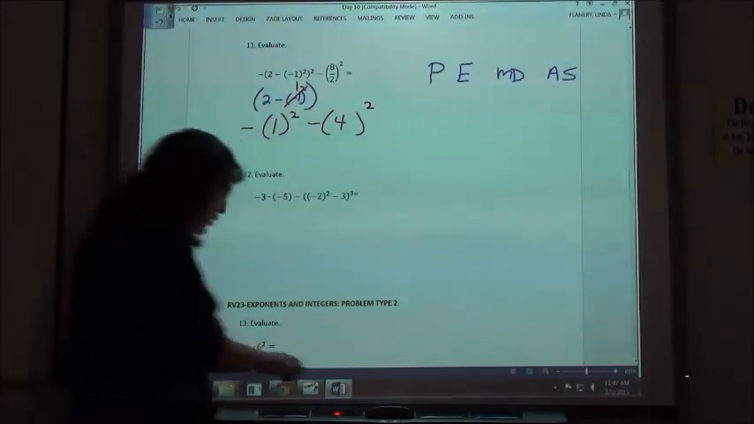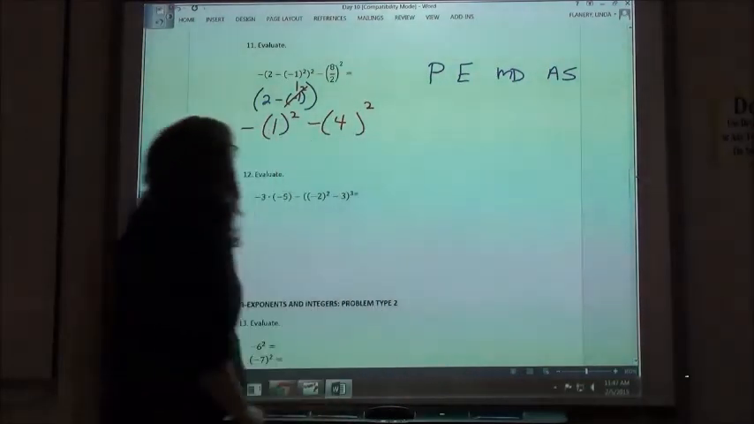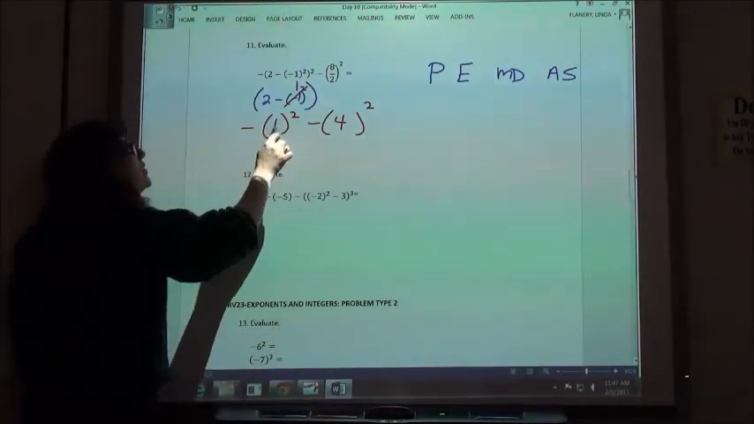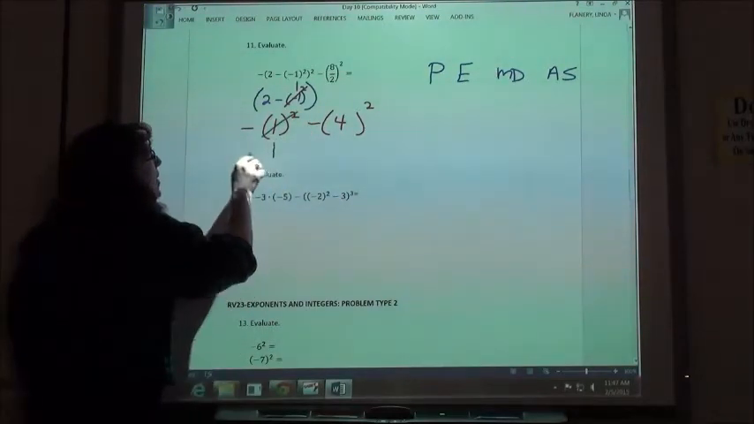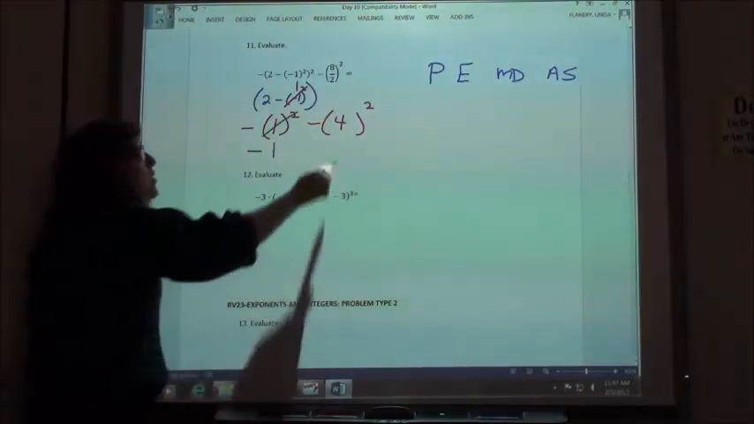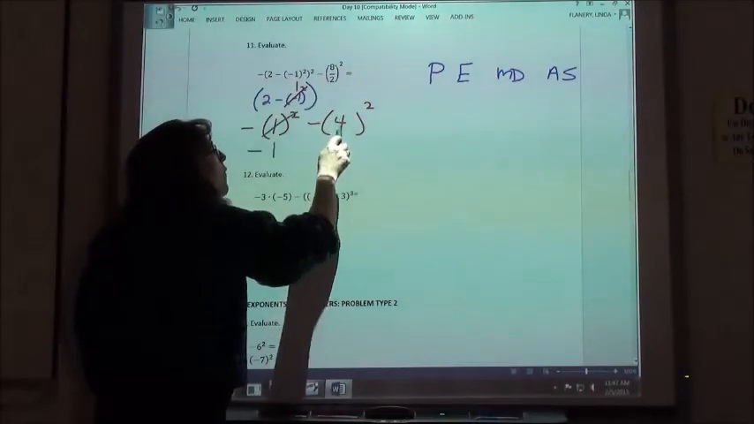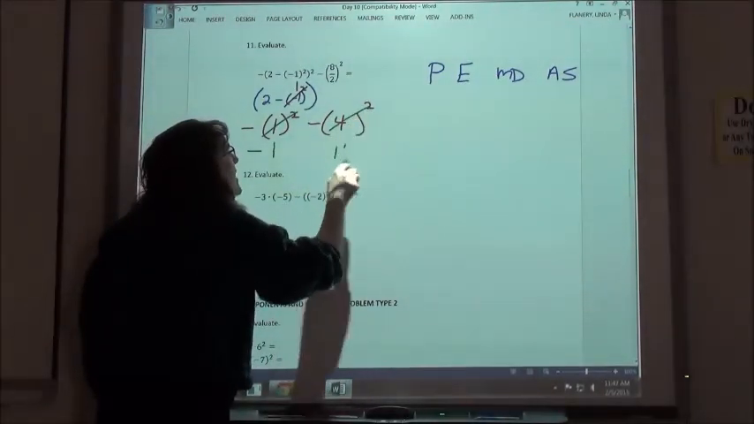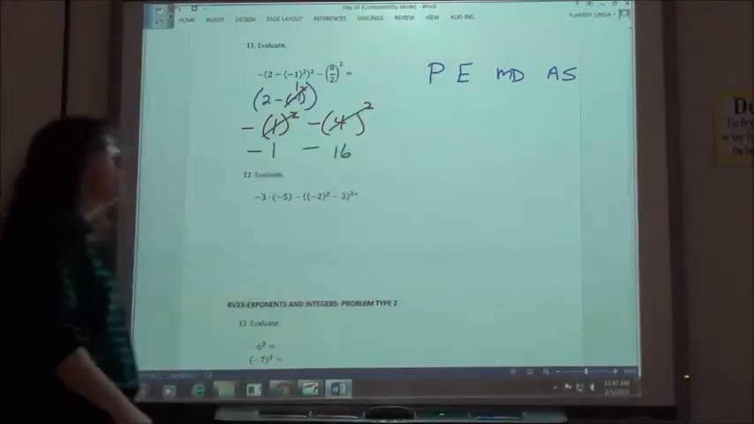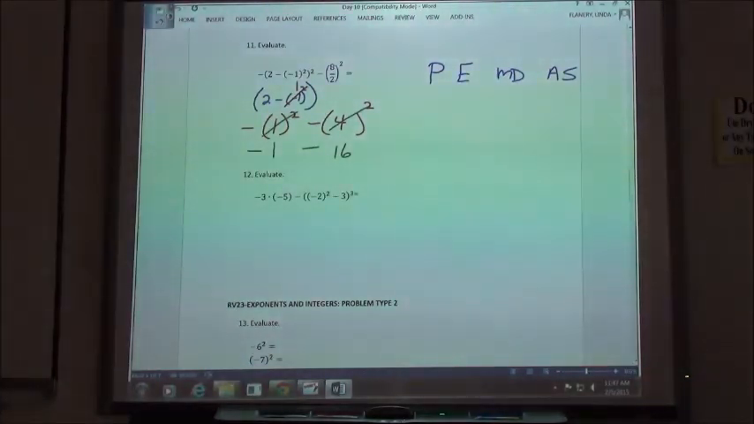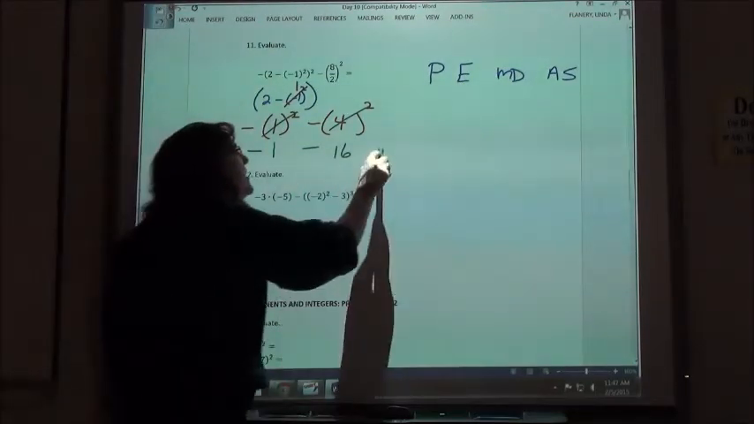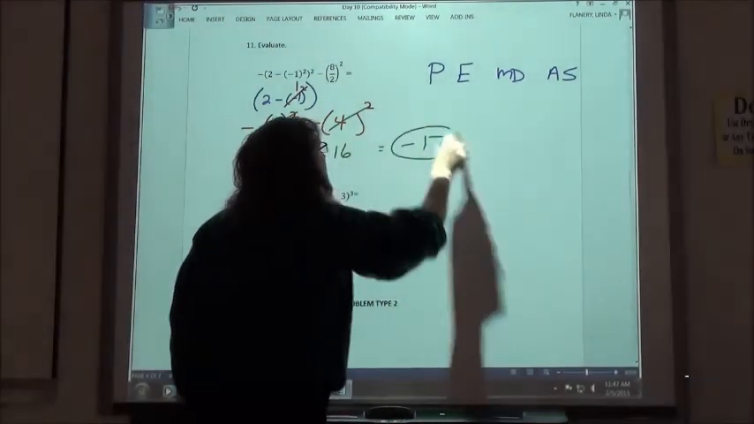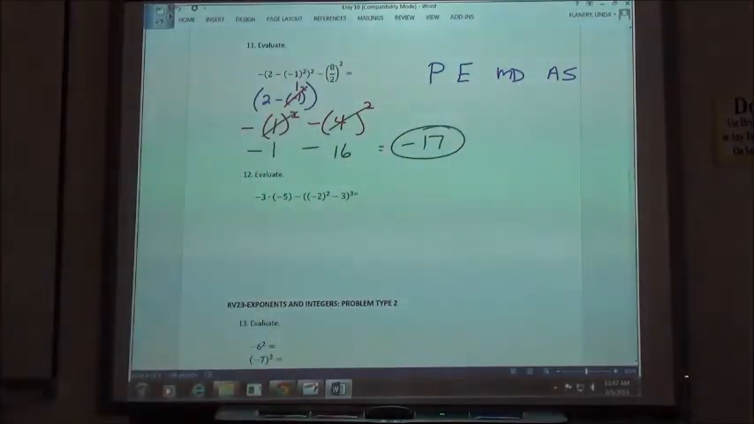Next thing it says is to do the exponents. Now when I do the exponents here, I'm just squaring the 1. 1 times 1 is 1. There's that minus sign in front. Here I'm just squaring the 4. 4 times 4 is 16. There's a minus sign in front of that parenthesis. Don't have any multiplying and dividing, but now I can do my adding and subtracting. Negative 1 minus 16, I add and keep my sign. So negative 17 is my answer.